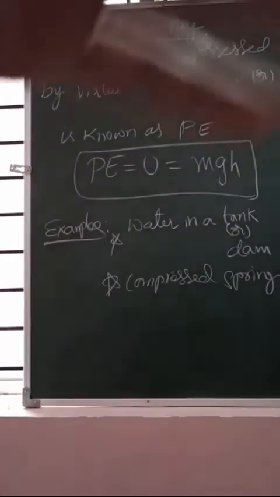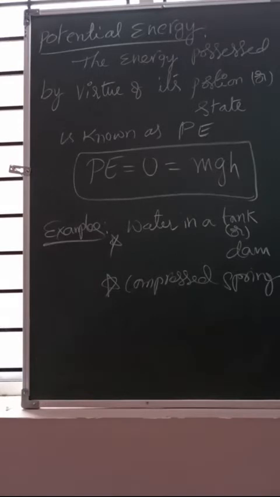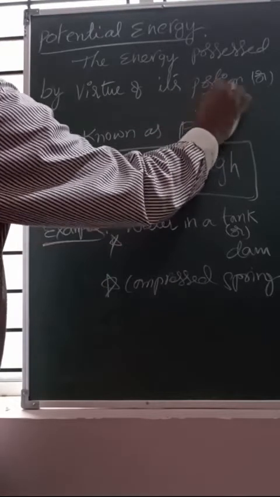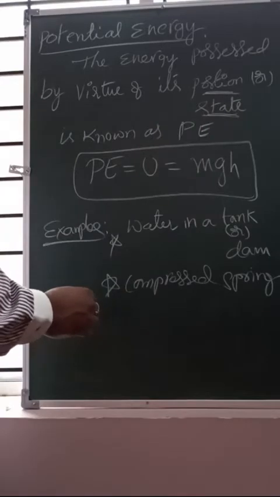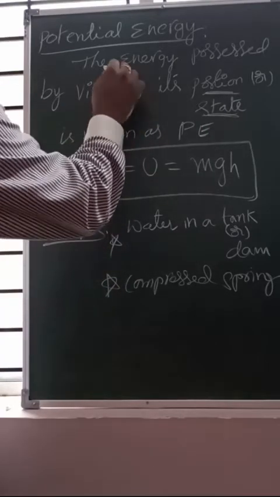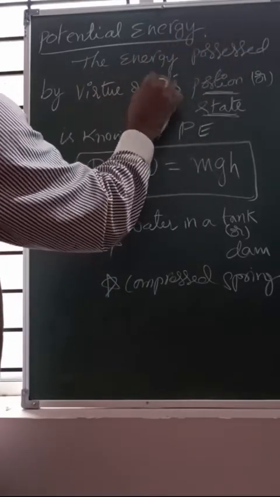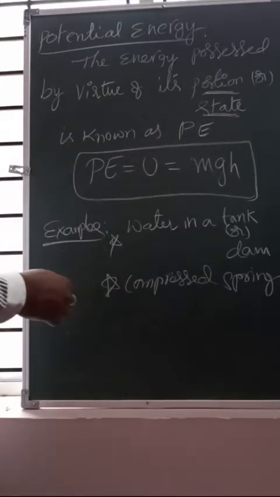Potential energy. What is potential energy? If a body possesses energy by virtue of its motion, that means kinetic energy. Move or motion means kinetic energy. Here, it is state or position. Do you follow the difference? The energy possessed by virtue of its position or state is known as potential energy.